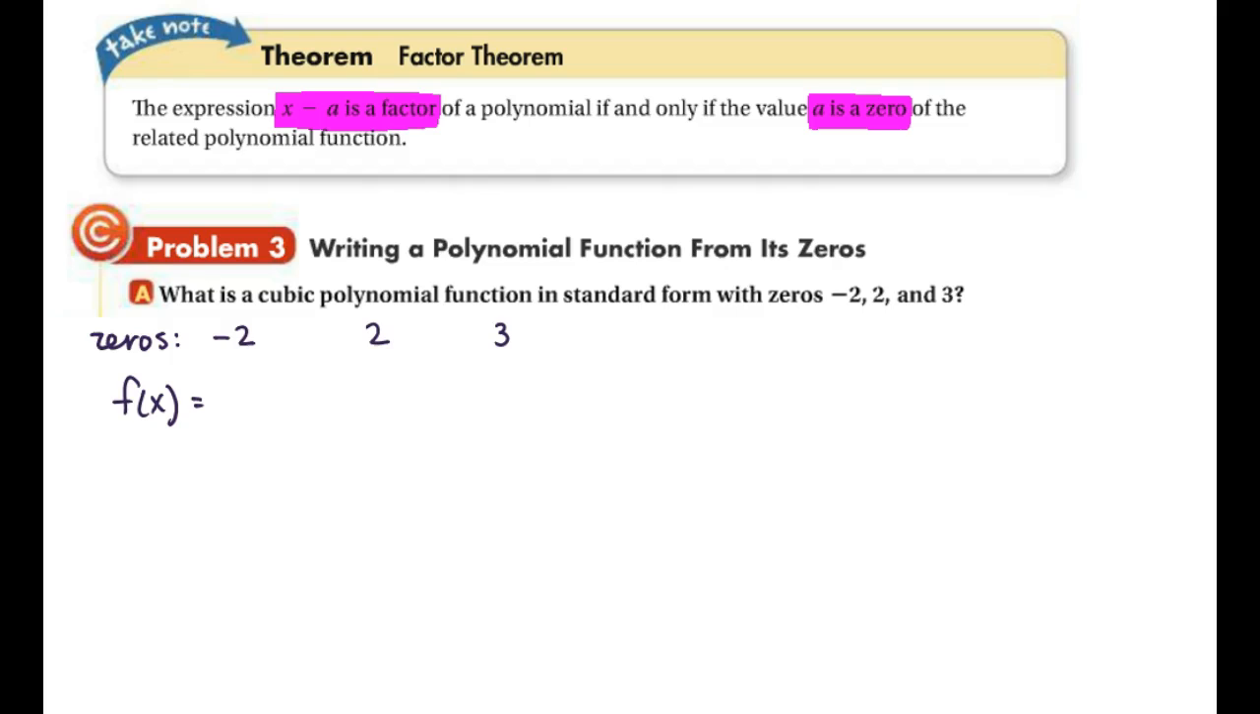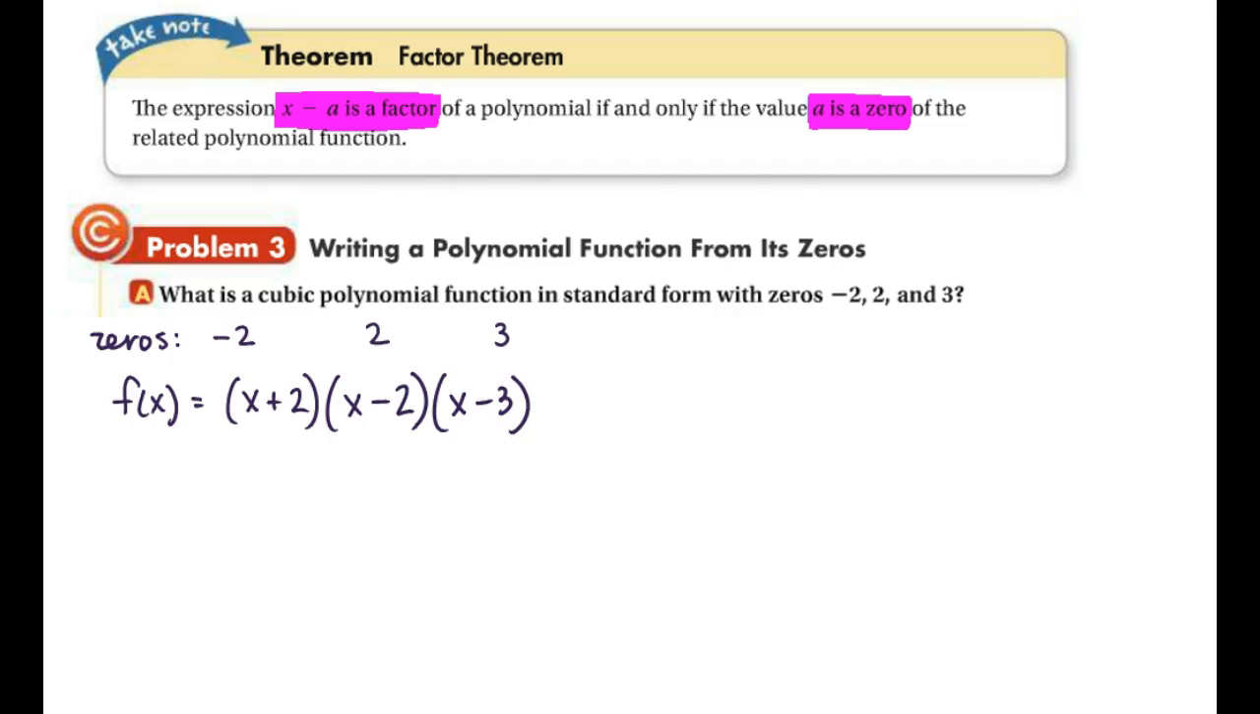So by the factor theorem, if negative 2 is a zero, that means x minus negative 2 is a factor. To simplify x minus negative 2, that would be x plus 2. If positive 2 is a zero, then x minus 2 is a factor. And lastly, if positive 3 is a zero, then x minus 3 is a factor. So there's the factored form.